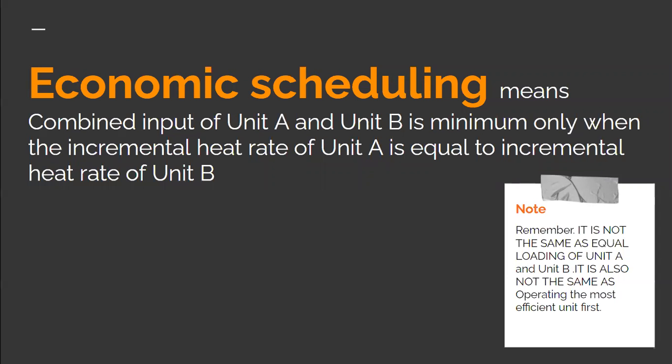Now what does that mean? It means that the combined input of unit A and unit B is minimum only when the incremental heat rate of unit A is equal to the incremental heat rate of unit B. This has to be kept in mind. Remember that it is not the same as equal loading of unit A and unit B, and it is also not the same as operating the most efficient unit first.